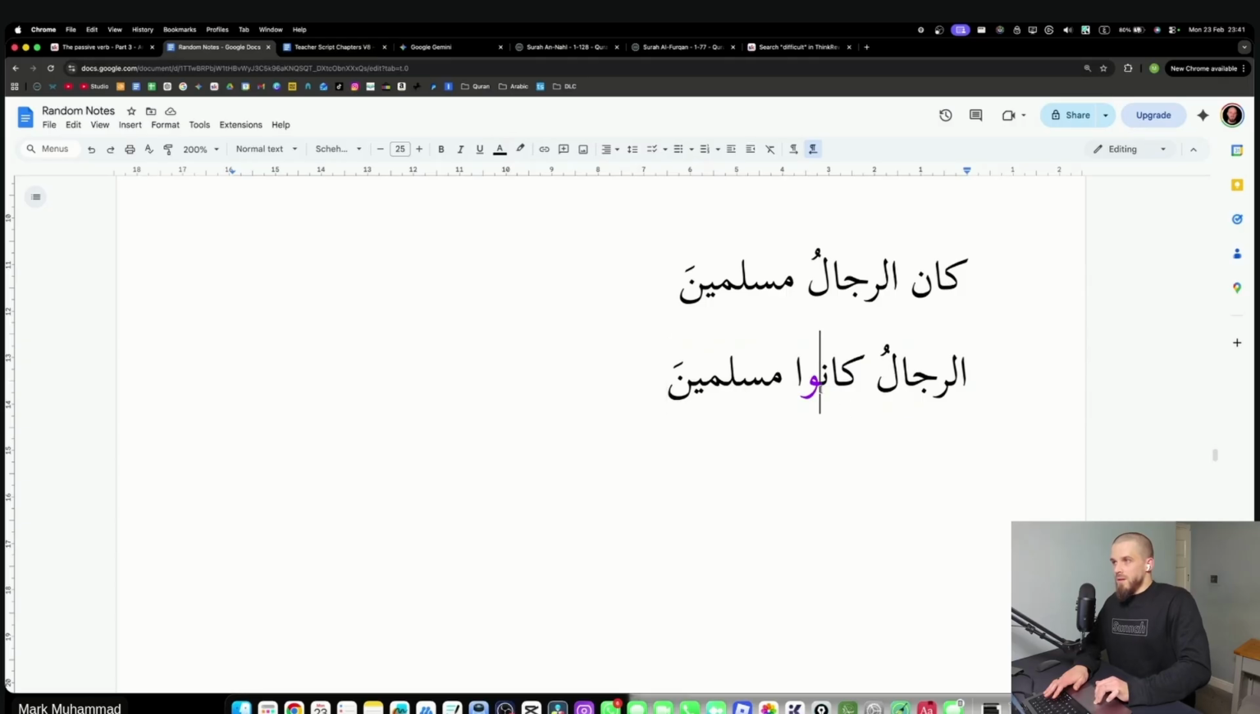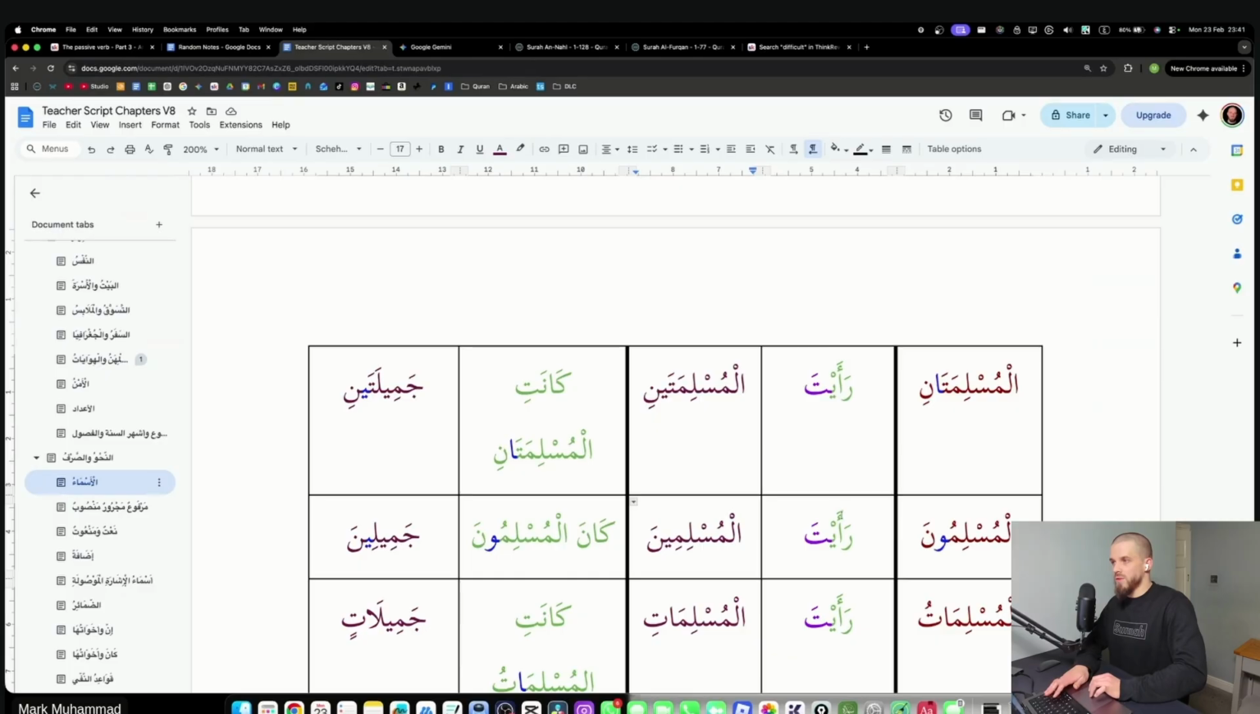I don't know the reasoning behind it, but I know when there is a jumla fi'liya, you would use a singular, for example ضرب الناس. But when it's the other way around, when it's جملة اسمية, you would have to use pronouns like ضربوا, like they. But I don't know the reasoning behind it. I just know that's the way it works.